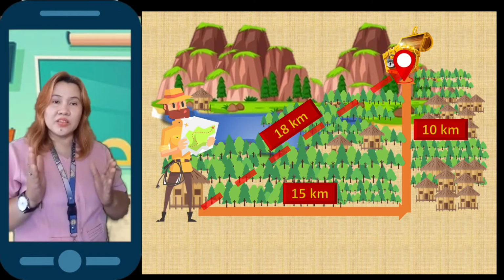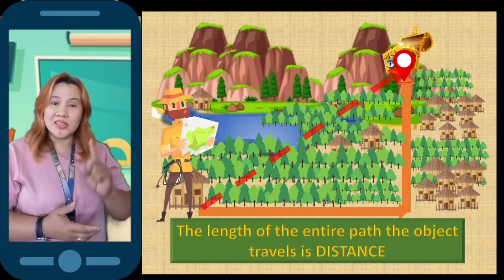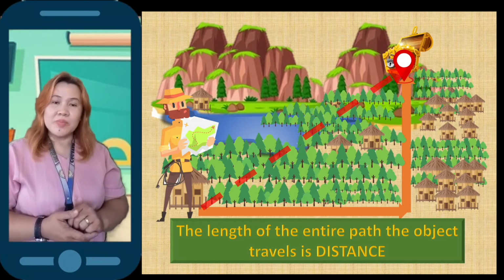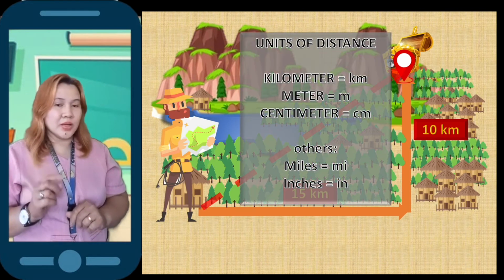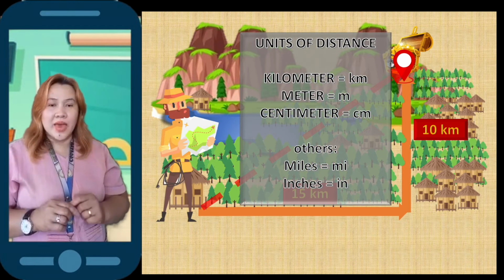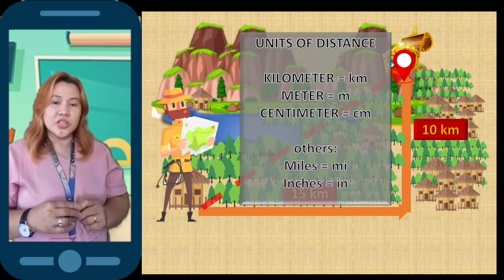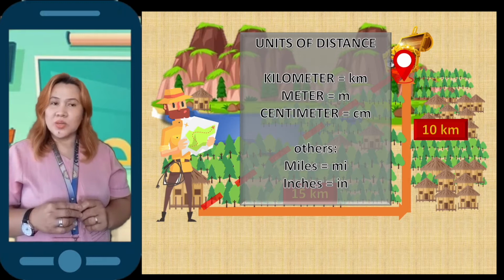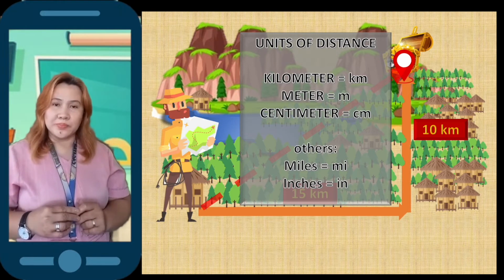The length of the entire path that the body travels is called distance. It can be measured in the following units: kilometer, meter, and centimeter. However, the standard unit in measuring distance is meter, and it is denoted by small letter m.